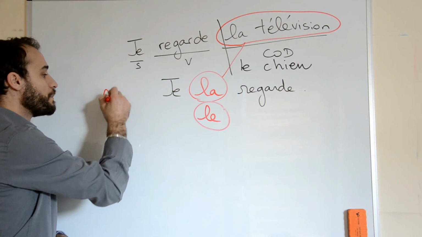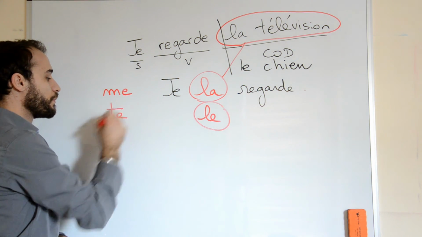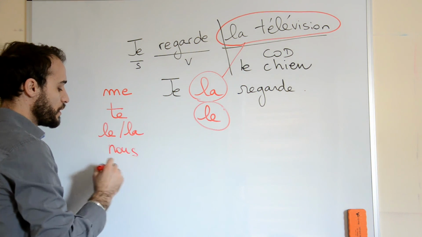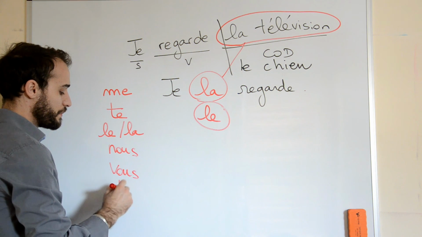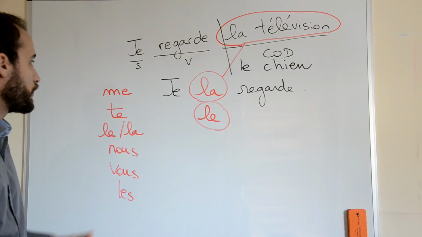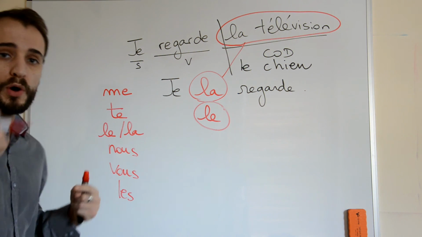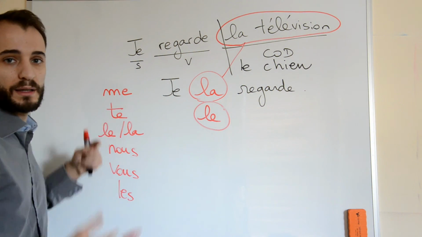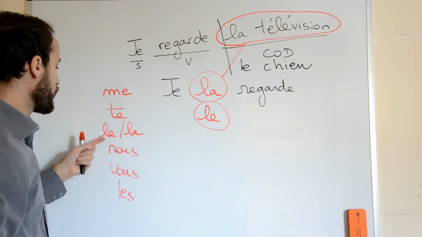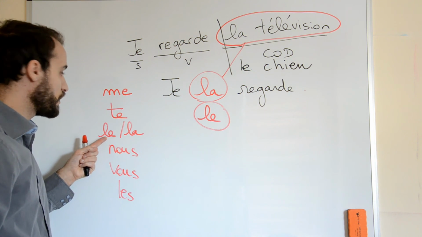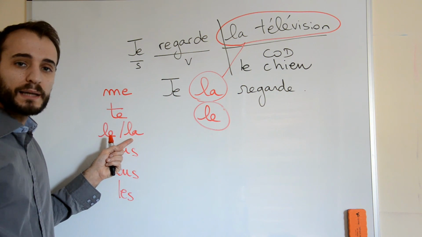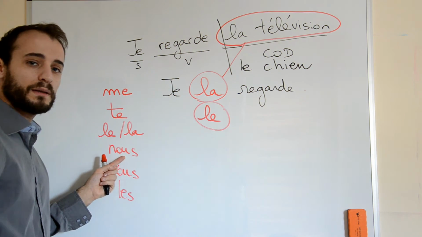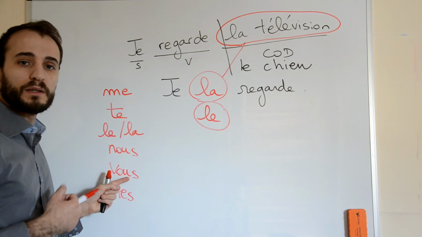So the list of direct complement pronouns is me, te, le, la, nous, vous, and les. Les will be for them, yeah? So that would be tu me regardes, you look at me, you watch me. Je te regarde, I look at you, I watch you. Je le regarde, it or him. Je la regarde, it, for feminine things, or her.